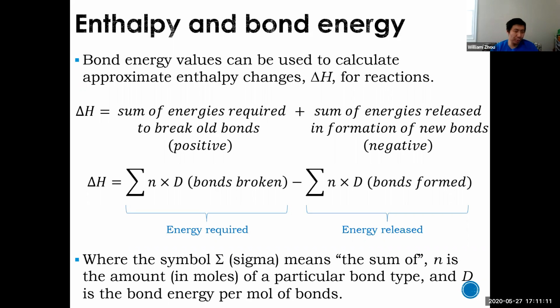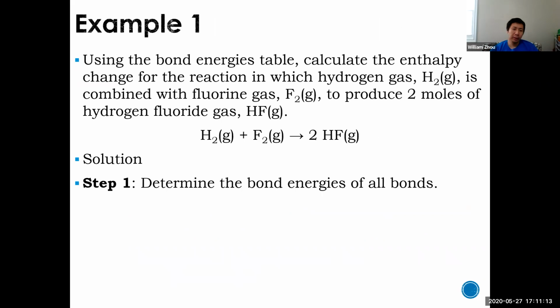All right, so let's use this equation. Here is example 1. Using the bond energies table, calculate the enthalpy change for the reaction in which hydrogen gas is combined with fluorine gas to produce 2 moles of hydrogen fluoride gas. So H2 plus F2, you get 2HF. That is our reaction right here. We need to calculate the enthalpy change, delta H, for this reaction. How would you do that?